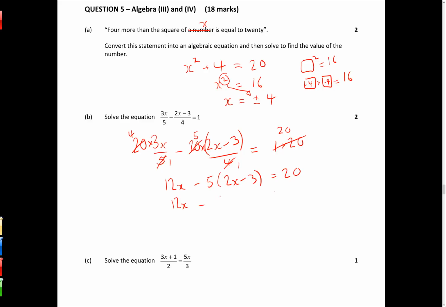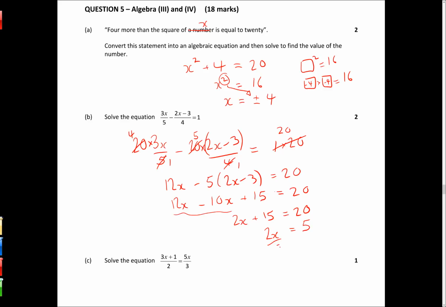Minus 5 times plus 2x is minus 10x. Minus 5 times minus 3, careful, is plus 15. Any like terms on the left? Well, 12x minus 10x, that's 2x. Plus 15 equaling 20. If the x's are staying on the left, let's get rid of this 15 by minusing 15 from both sides. So if I take it away from the left, it's gone. If I take 15 away from the right, it leaves me with a 5.